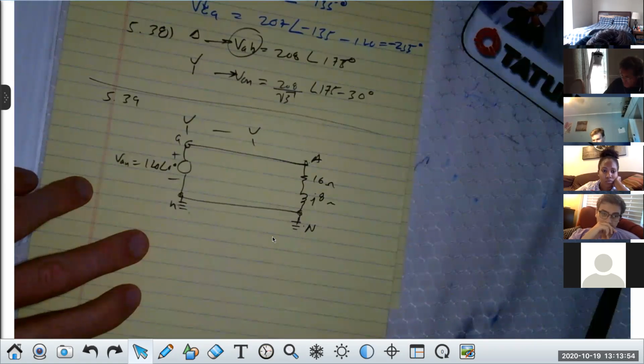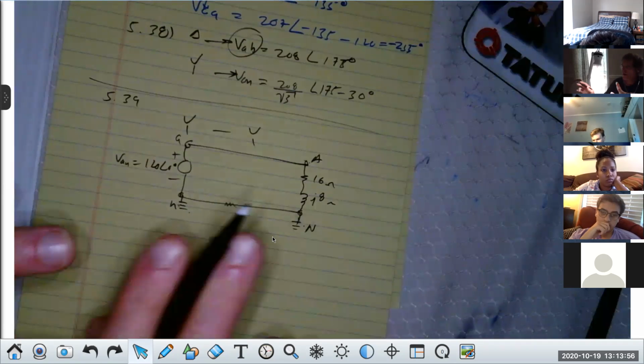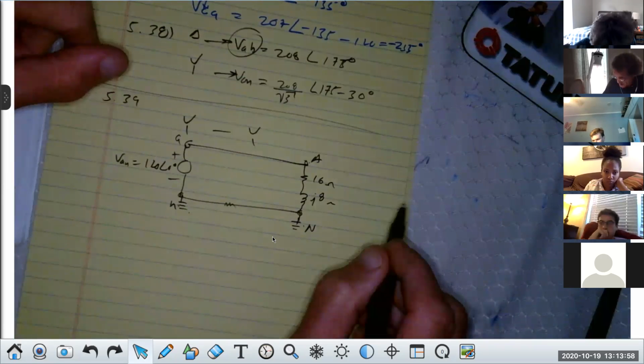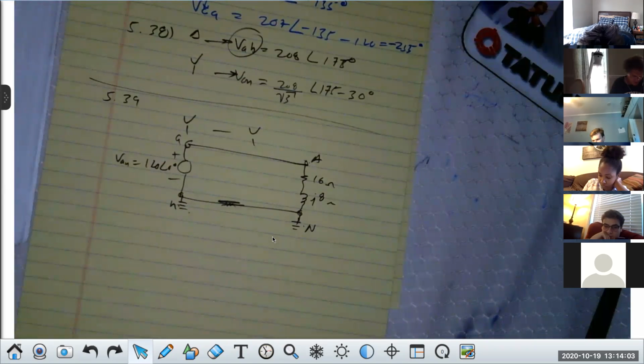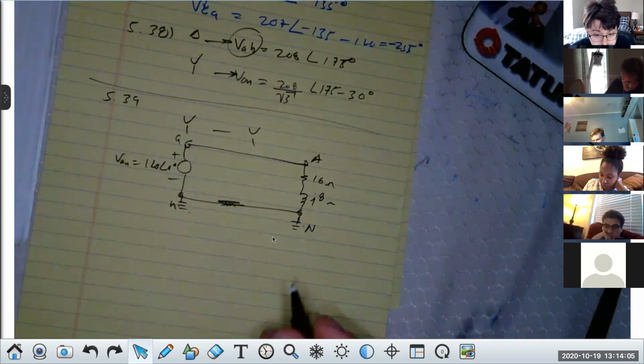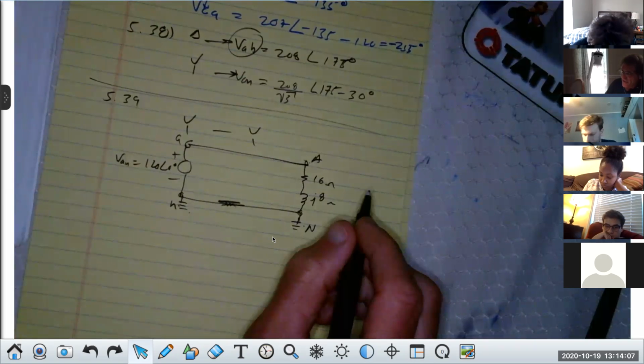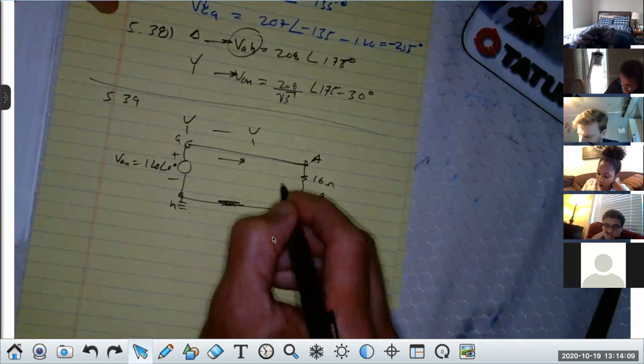Some people put this little small dinky resistance there. Forget it. Don't worry about it. It's a short. Everybody? Now, the next thing they say, determine the line current. All right. Now, that's the catch. Here's the current right here, right?